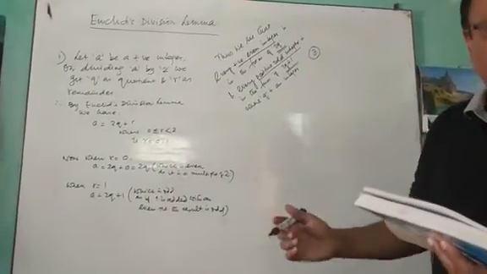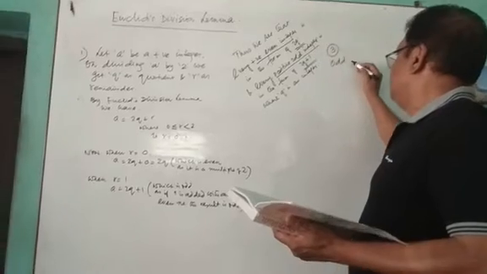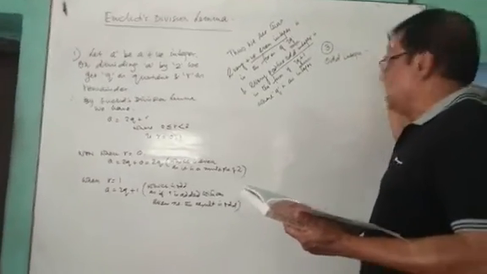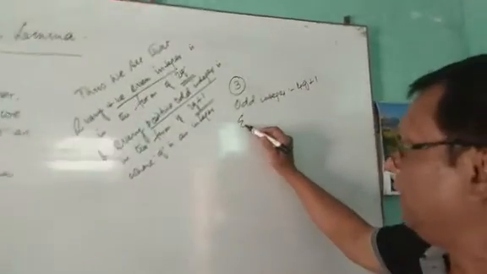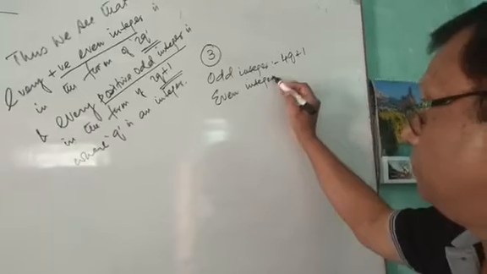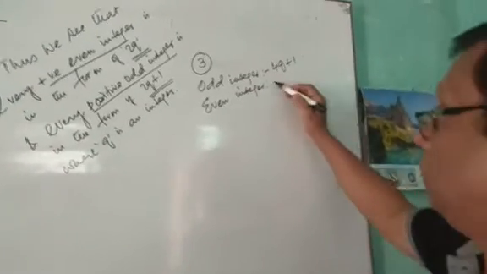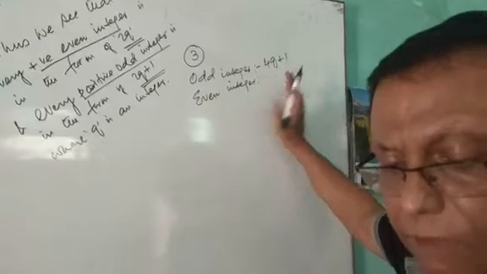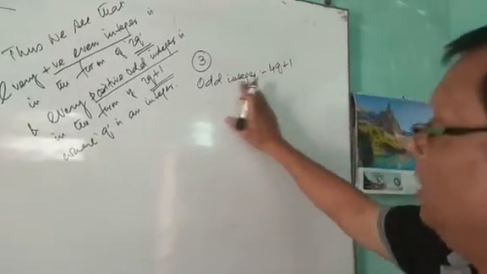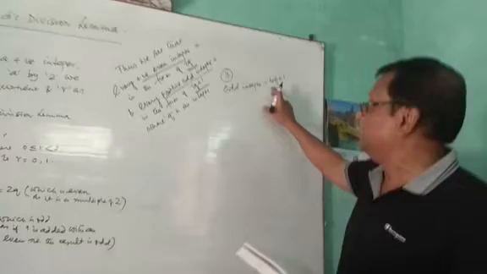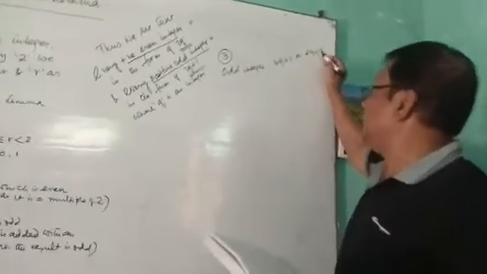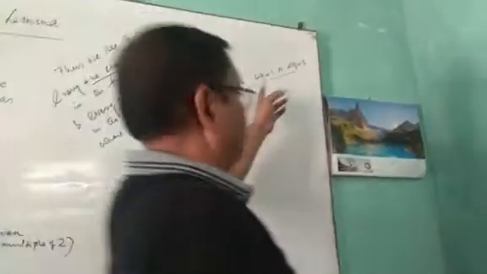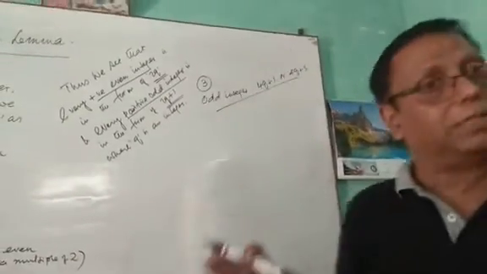Show that every positive odd integer is either in the form of 4q plus 1 or 4q plus 3. The question says we have to prove that every positive odd integer will be either in the form of 4q plus 1 or in the form of 4q plus 3.